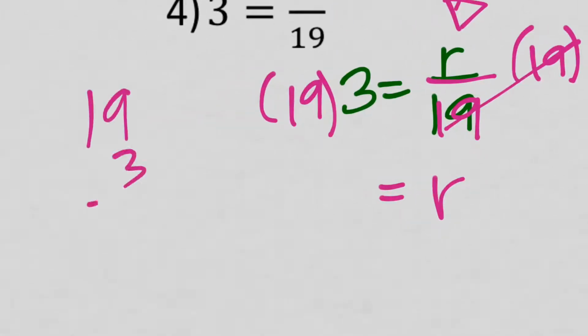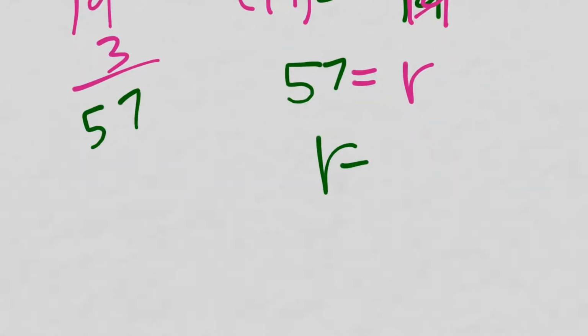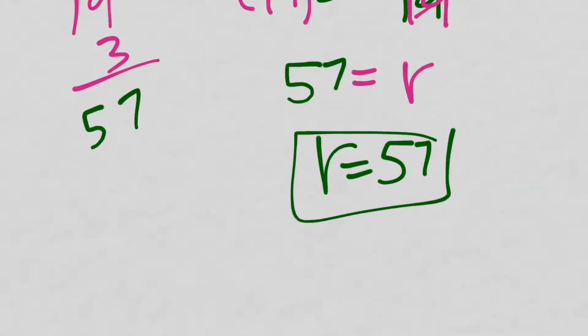And 19 times 3 is 27. 3 times 1 is 3, plus 2 is 5. So r is going to equal 57. So I wrote it like this.